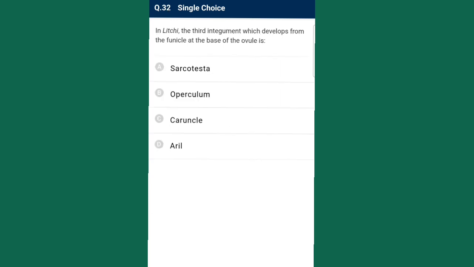Question number 32. In lychee, the third integument which develops from the funicle at the base of the ovule is a thick fleshy outer integument as in magnolia, called sarcotesta. Operculum is a structure found in Lemna formed by elongation of inner integuments over the micropyle. The caruncle is the structure found in castor that develops from the micropylar region of the integument. In lychee, the third integument which develops from the funicle is called aril. So the answer is option D, aril.